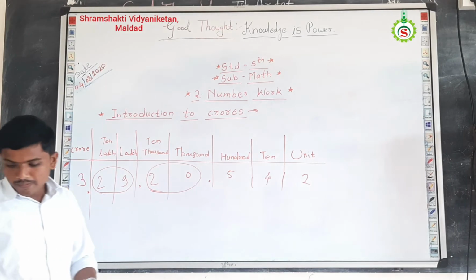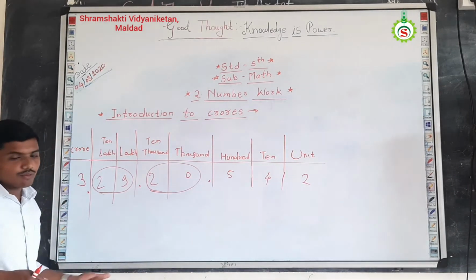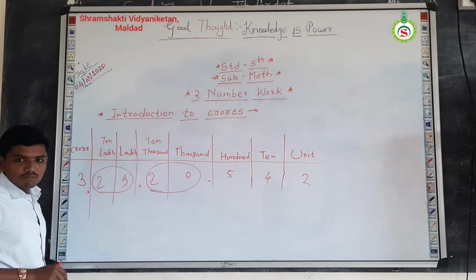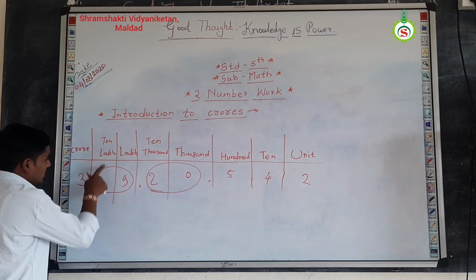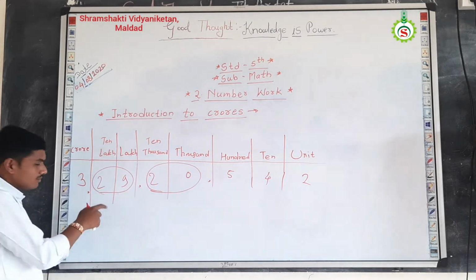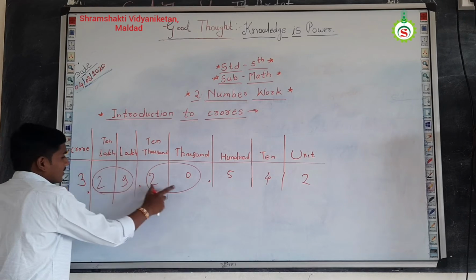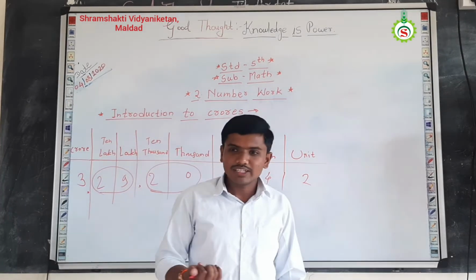Now if I want to read the given number, how will I read it? That 3 is present at the place of crore. That means 3 crore. Then 2 is present at the place of ten lakh. That means I will combine and consider that number, that is 29. So 3 crore 29 lakh 20,542 is the number. Simple.